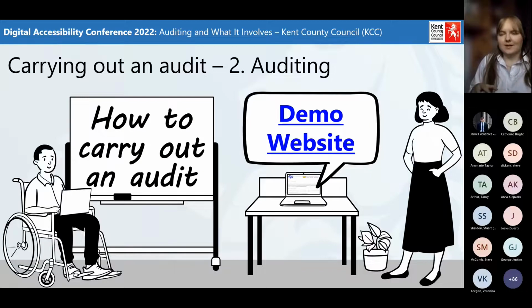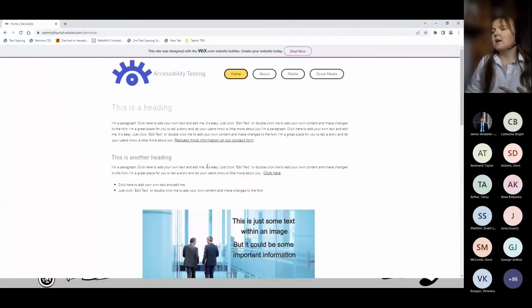So let's now look at auditing and have a quick demonstration. So here is just a test website that we have, and maybe you could put in the chat, if you have any experience of looking at accessibility issues, what kind of issues you might find just doing some manual tests.